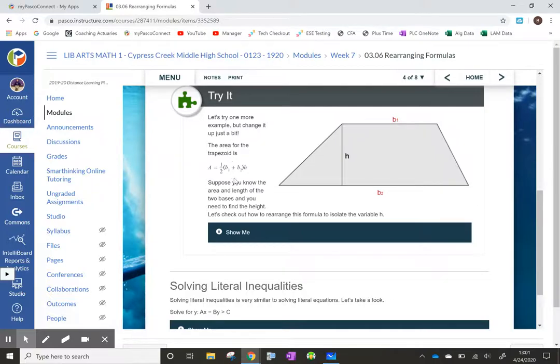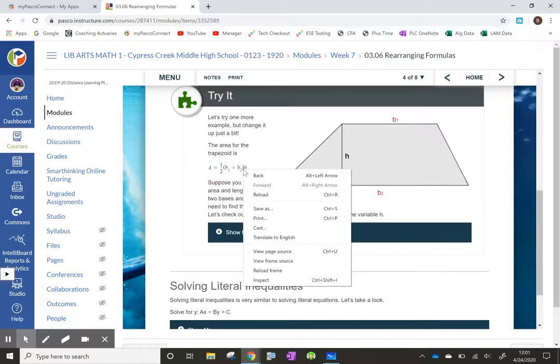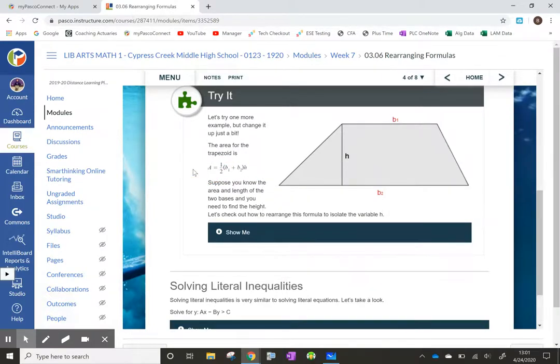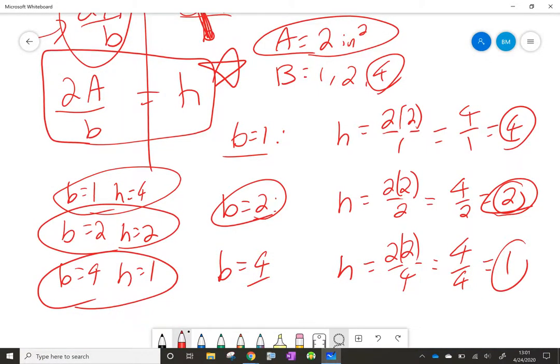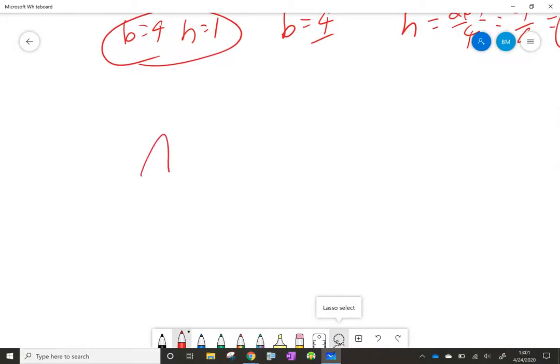So suppose you know the area. Let's write down the formula of a trapezoid. A equals 1/2 (B1 plus B2) times H. So it's kind of like the 1/2 base times height, except there are 2 bases here, base 1 and base 2.